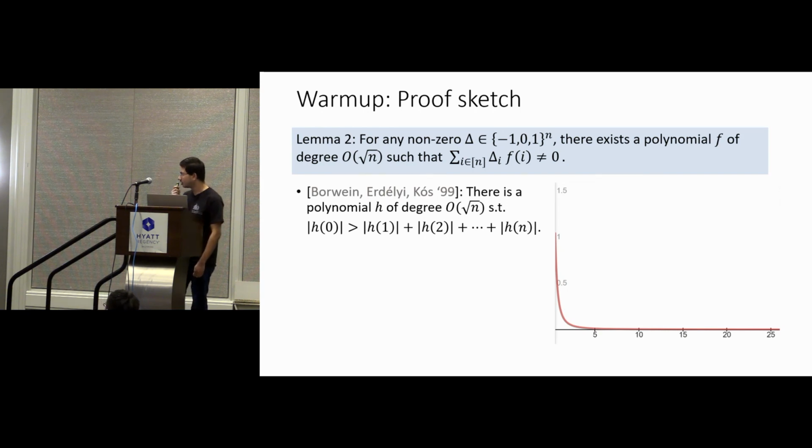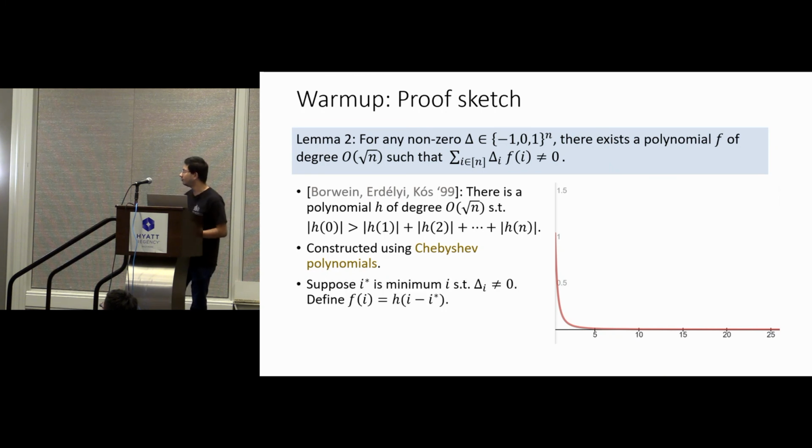So here's a graphical picture of this polynomial. It's constructed using a certain sum of Chebyshev polynomials, which I won't have time to get into. Now, given that this polynomial exists, we can just define f to be a shift of h such that f of 0 corresponds to the first point of difference of the two strings, and then that particular point times the value f will overwhelm all the other non-zero differences.